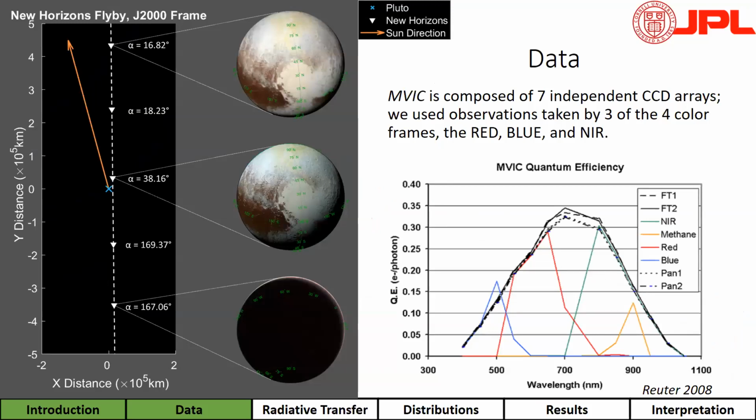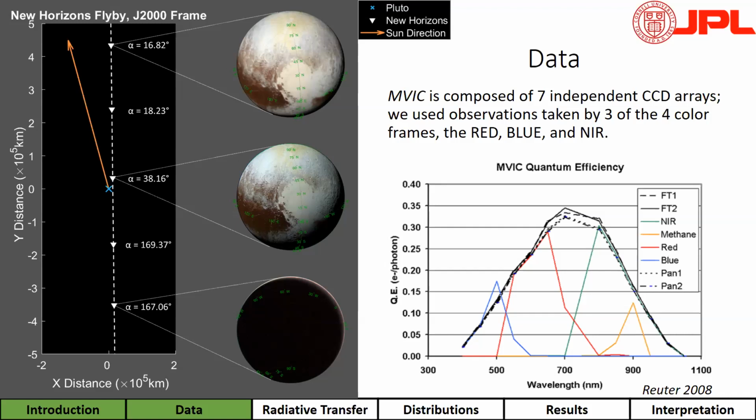So where's the data coming from? It's coming from the MVIC instrument, the Multispectral Visible Imaging Camera aboard the New Horizons spacecraft. This was an imaging camera with 7 independent CCDs operating from 400 nanometers to 1,000 nanometers. It operated in time-delayed integration mode, which allowed the New Horizons team to grow arbitrarily large images and with arbitrarily large SNR.